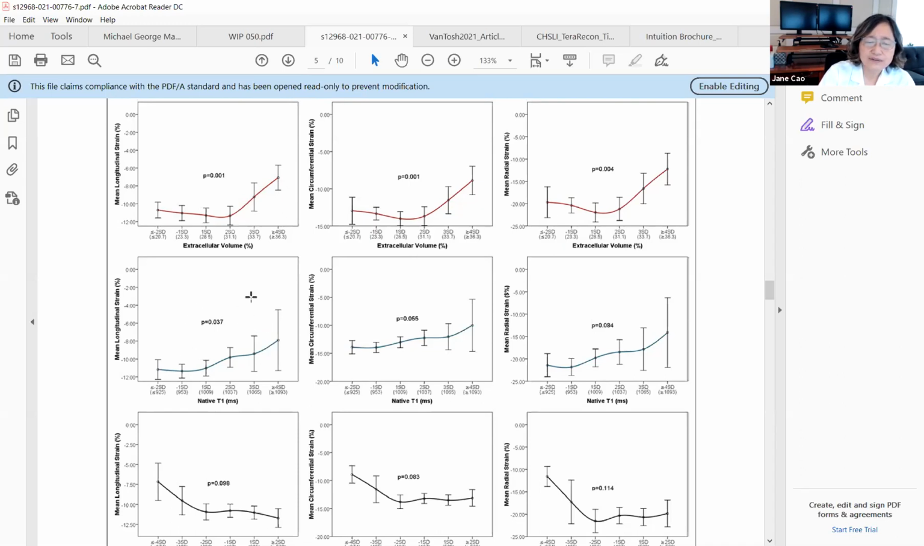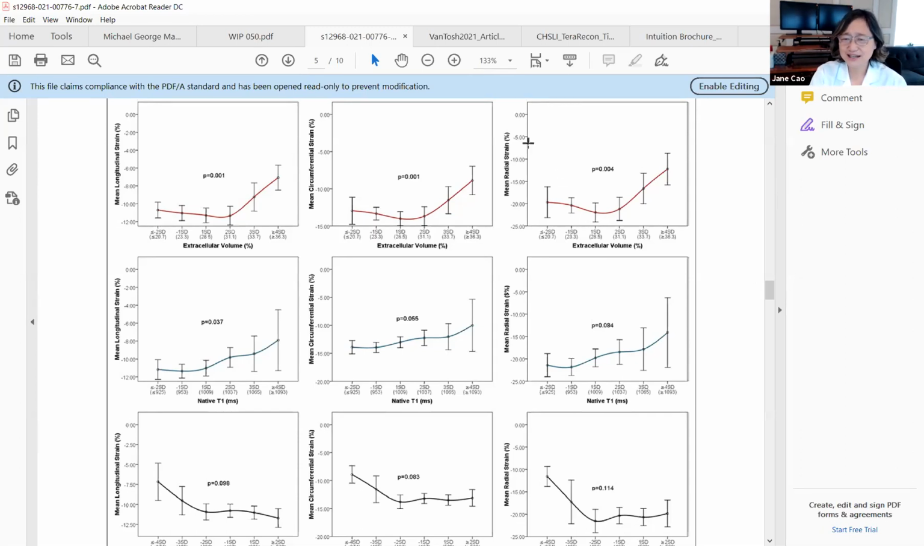Now, this middle panel is native T1, where we see a similar relationship, although the deflection point is at 1 standard deviation. The last one is post-contrast T1, a similar relationship, but the deflection point is at 2 standard deviations below the normal. Now, the rest of the panels are the relationship of circumferential strain in the middle panel and the radial strain in the last panel. They all show a similar relationship to what we have discussed for the longitudinal strain.